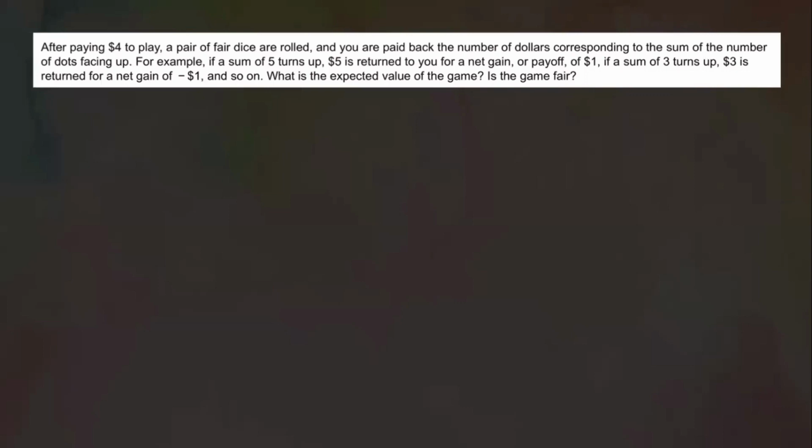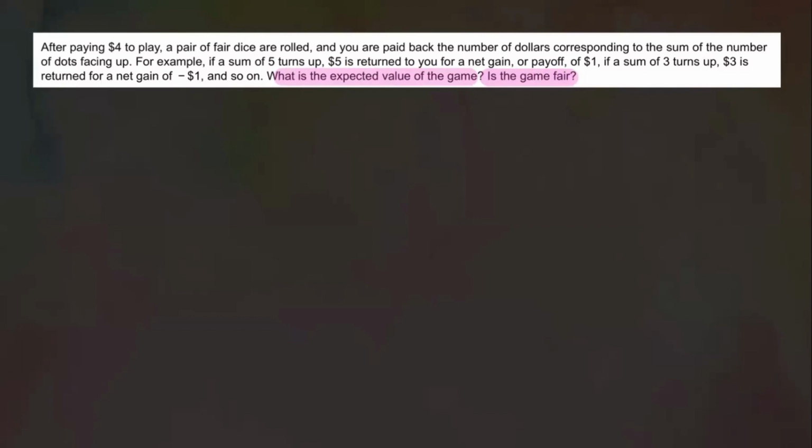Welcome everyone. So let's go ahead and take a look at this example. This problem involves creating a probability distribution table, and then we're going to find the expected value of this game, and also we'll determine whether the game is fair or not. If you haven't been introduced to similar ideas, I'll leave some links in the description box for you to check out more examples. Let's go ahead and dive in.